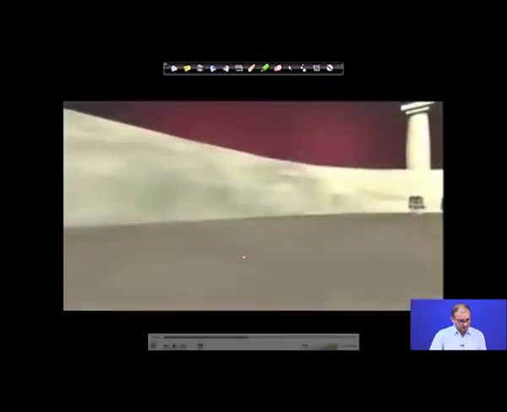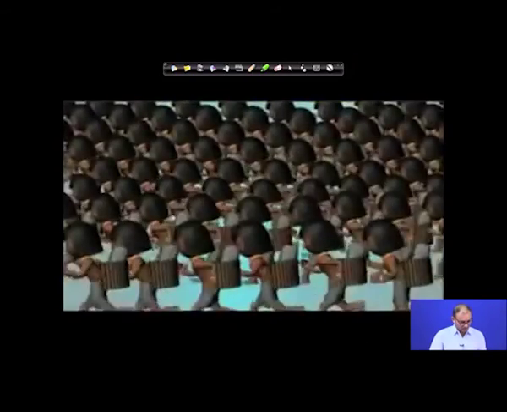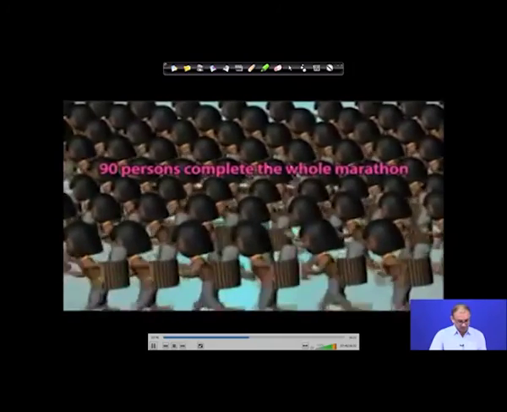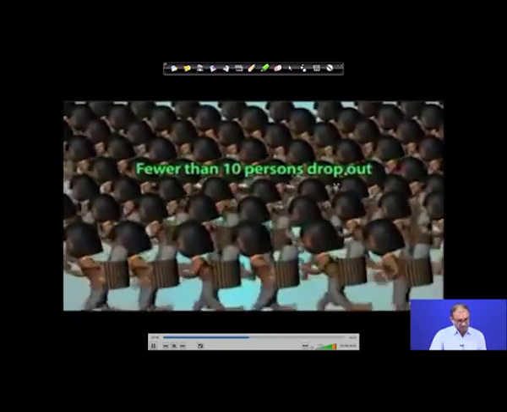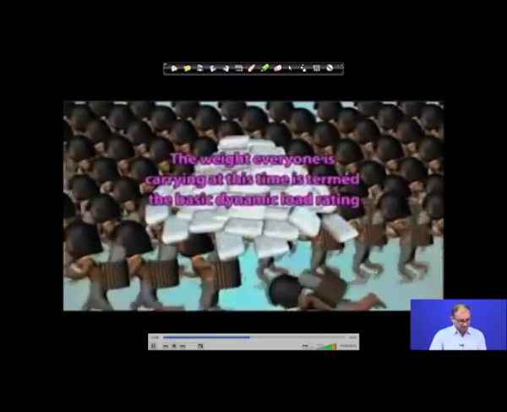Now, coming to the dynamic load carrying capacity. Consider that these are all the balls, and they are all carrying some weight, and then they are running around a circle. This is what is generally happening in our ball bearing also. Under this condition, 90% complete the whole marathon. When they are rotating in the direction, 10% are dropouts.